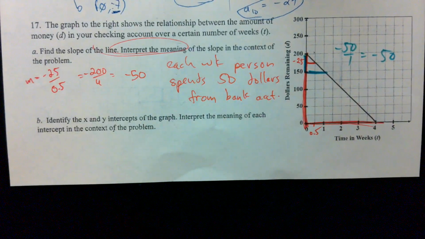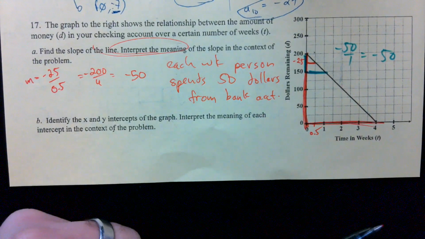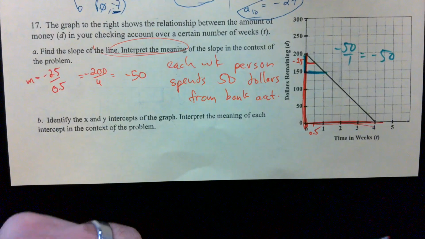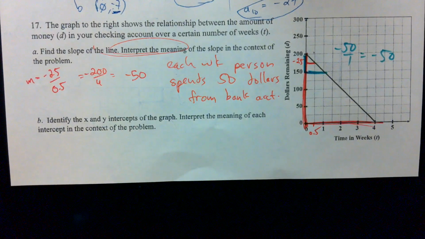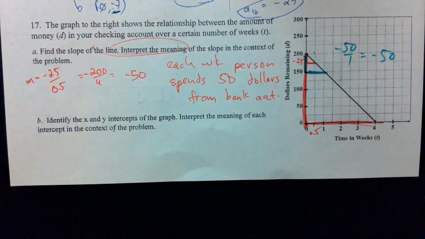Anybody write anything different to interpret the meaning? Yeah, Oscar, what did you write? I put to the y-intercept. We're on A. Huh? We're on A. Oh, no. Okay. Alex, what'd you put? I just put it means that they're losing $50 each week. Sure. That works too. We don't necessarily know if they're spending it on purpose or losing it on accident, right? So either one of those works.